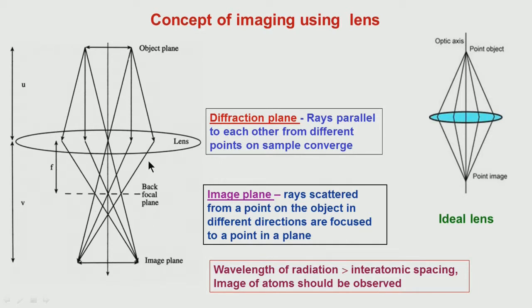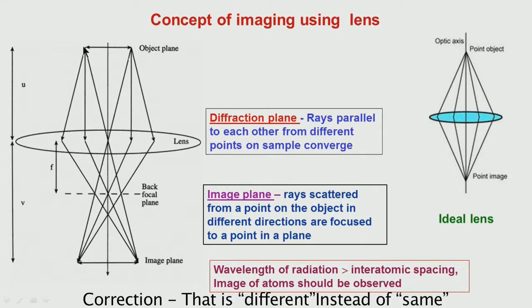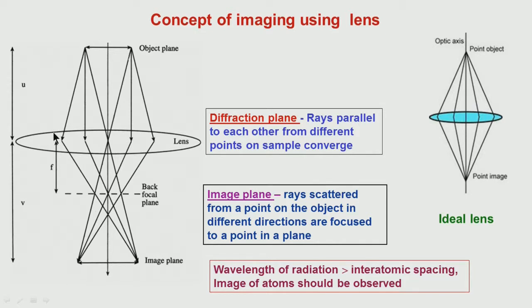What is the image plane? The image plane is the one in which the rays starting from different points on the sample, you see that from this point the ray is scattered in this direction, and in this direction, all these rays are brought to a focus at a particular point along the optic axis, in a plane perpendicular to the optic axis. This plane we call the image plane. So depending upon the magnification of the lens, we can get a magnified view of the object, and depending upon the resolution, we will be able to resolve the features of the object.